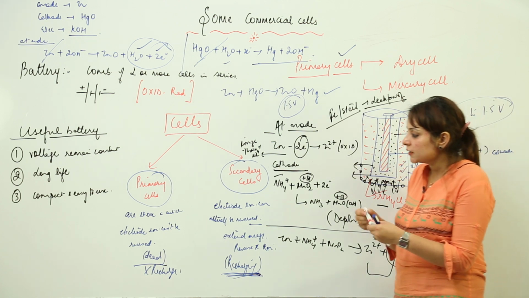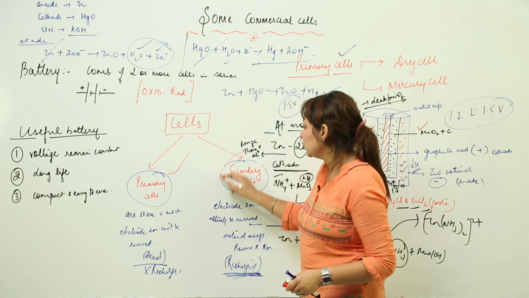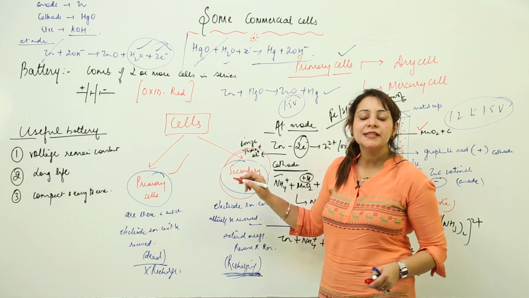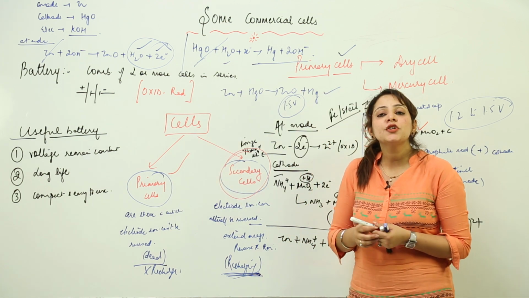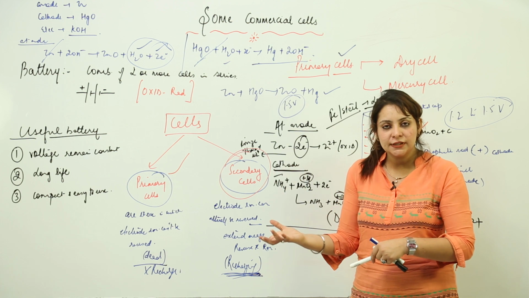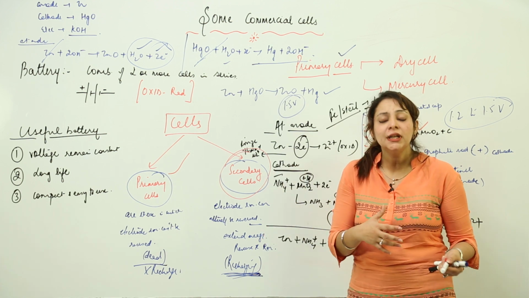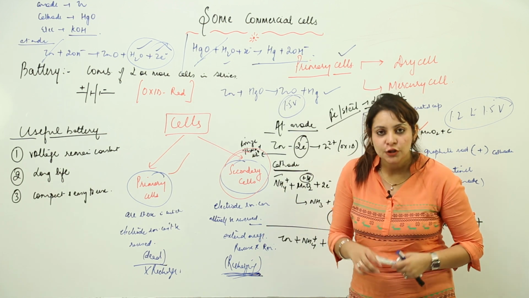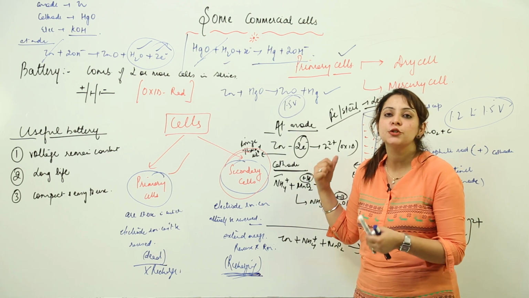Now we are going to start with the secondary cells. Secondary cells, as I told you, are the cells in which, once the electrode reactions have taken place, you can reverse the direction. That means we can recharge the cell. So just look at the board, what kind of secondary cells do we get to see here.